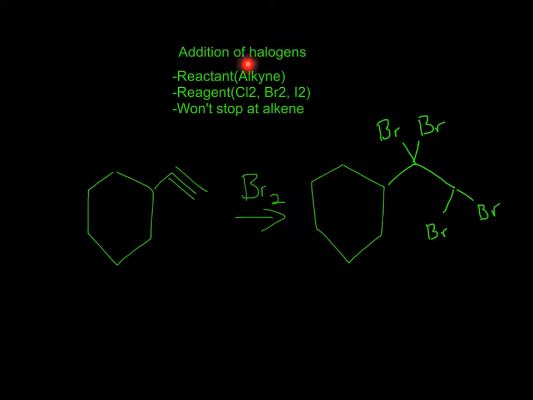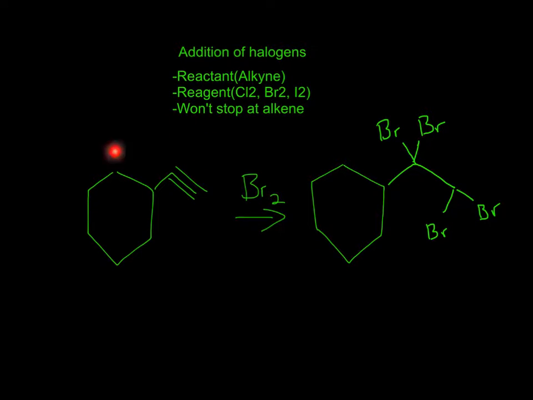So in this one we have addition of halogens. The reactant will be alkyne. The reagent can be Br2 or Cl2 or I2. And the thing is, it won't stop at an alkene. So it'll go from an alkyne to an alkane, which just means it'll go from triple bonds to single bonds.